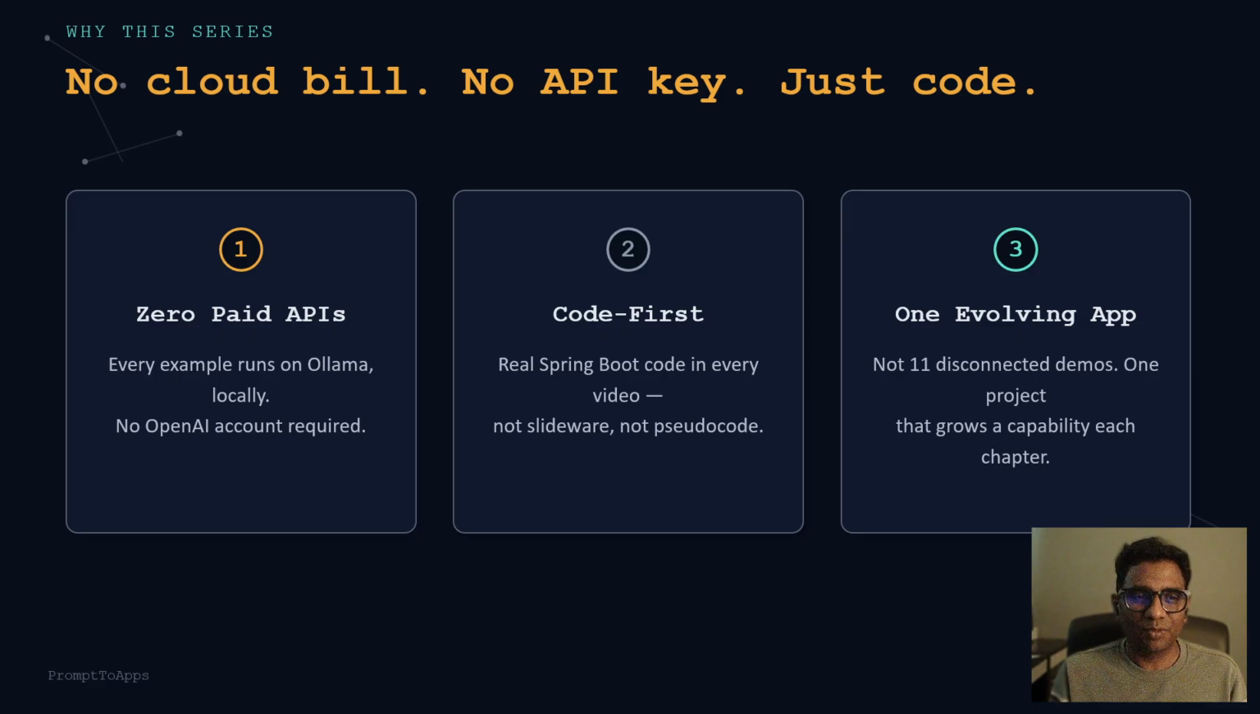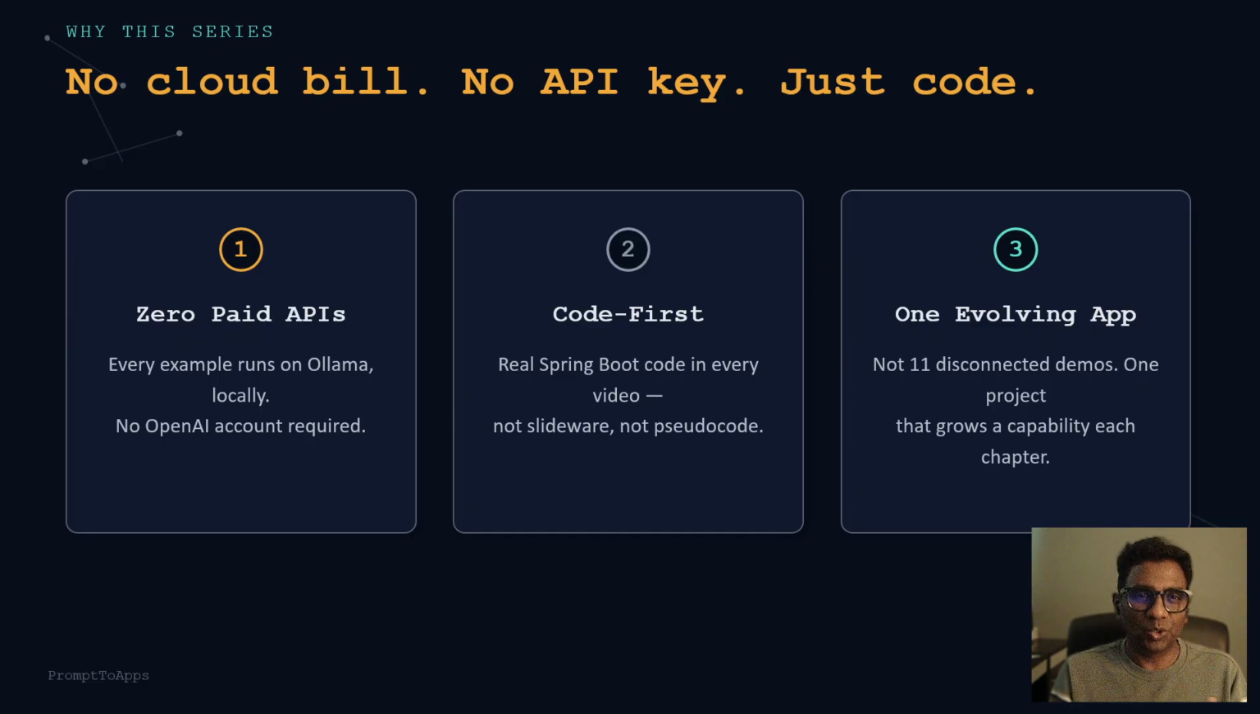When I made this series, I wanted to make sure that you are able to run the entire application locally. You need not have any API key. You need not have any cloud bill. You need not pay to learn these concepts using either cloud APIs or OpenAI APIs. When I designed this tutorial, I wanted to make sure you have a large language model running on your laptop and Java running locally, and they can interact with each other, and you can build an application on top of it.